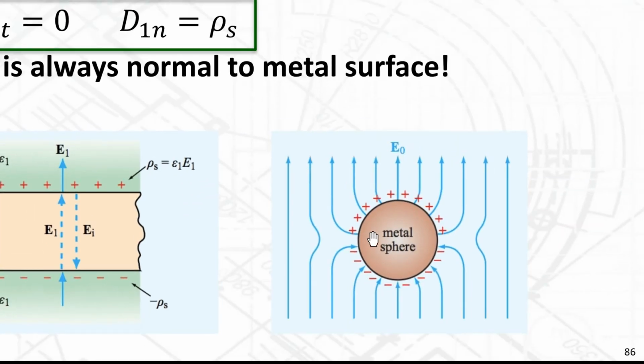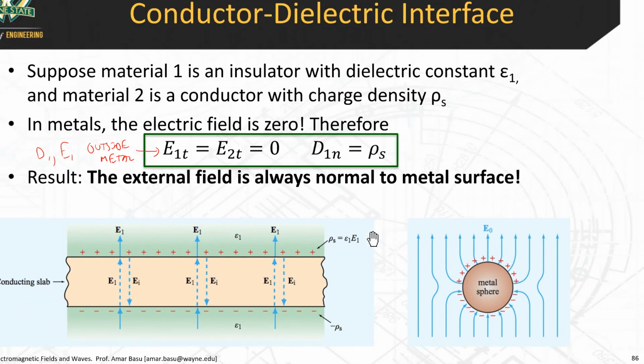And that can actually help you design. When you're trying to design electric fields to have a certain shape, this fact that the electric field is always normal to the metal interface is very, very helpful.